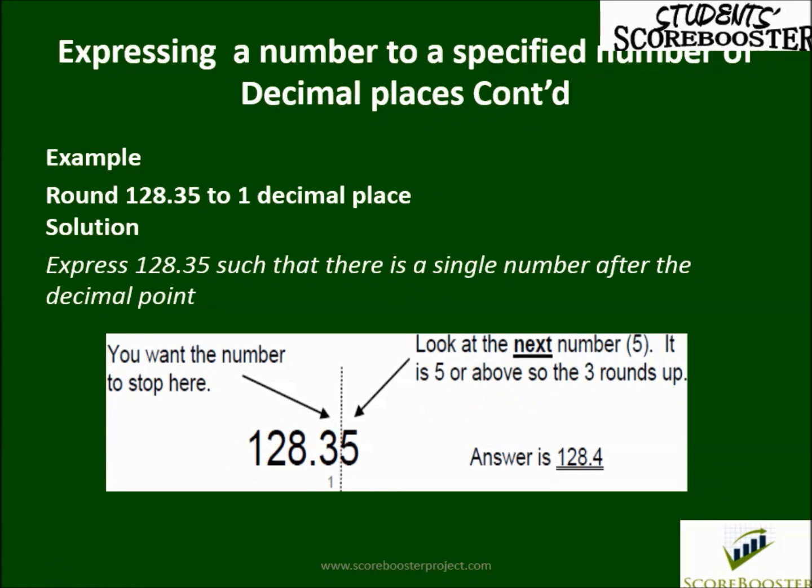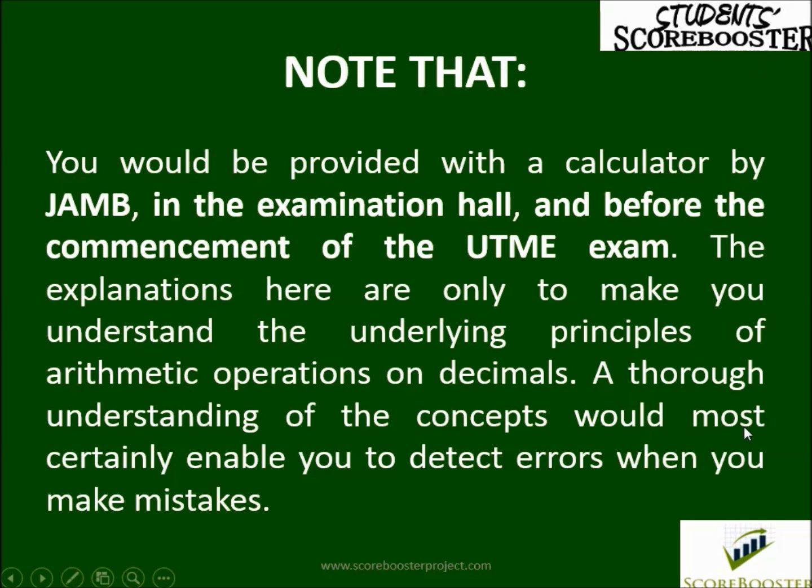Another example, round 128.35 to 1 decimal place. So the solution: it means you should, after rounding, express the number to 1 decimal place, so you only have 1 number after the decimal point. Now the number is 3, so the next number is 5, and since 5 is greater than 4, all you do is round the 3 up by 1, so you have 128.4. So that is the answer.